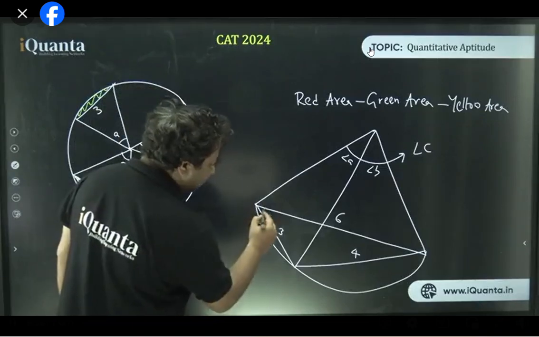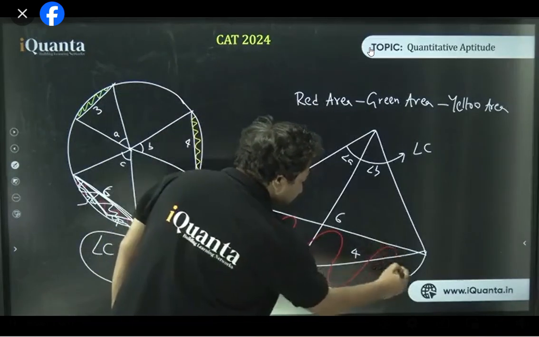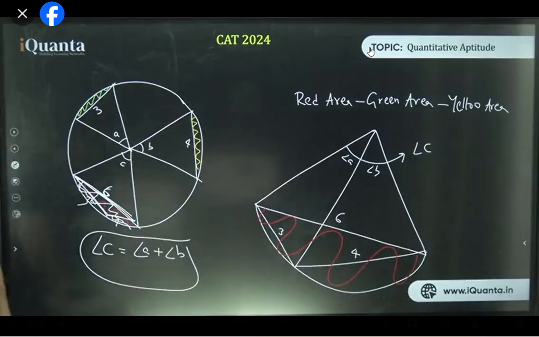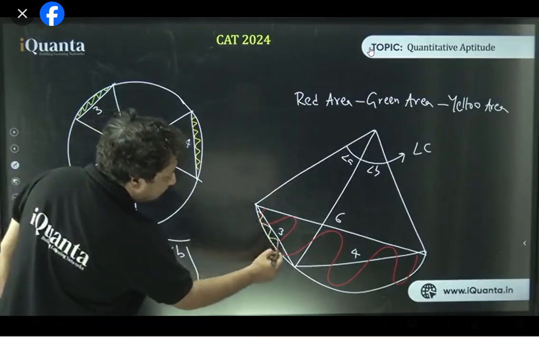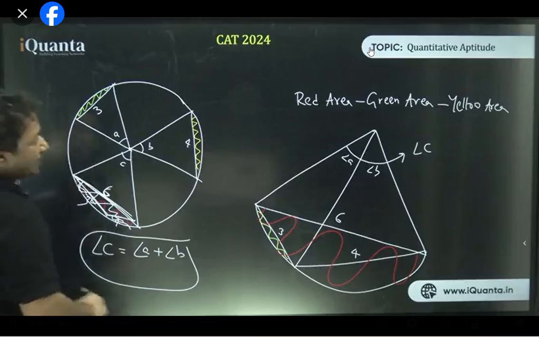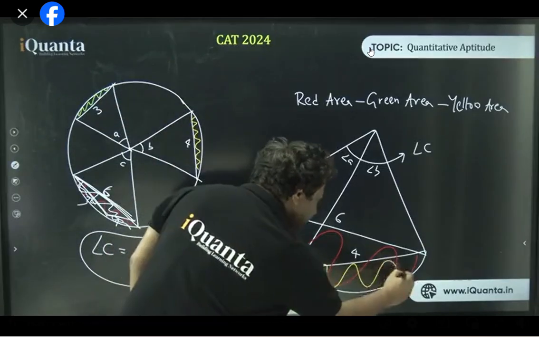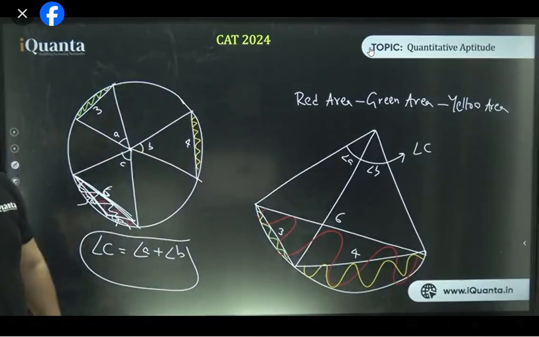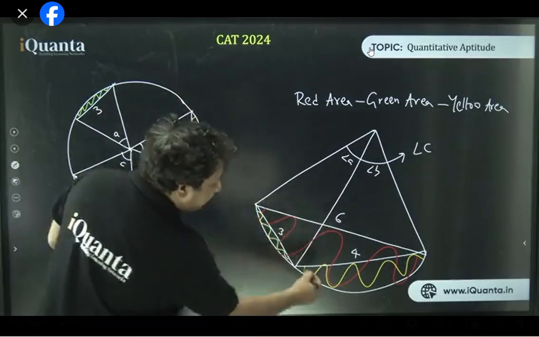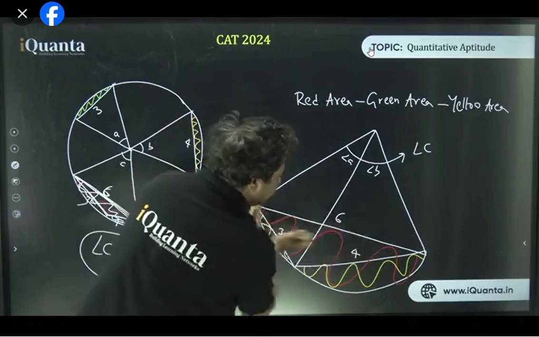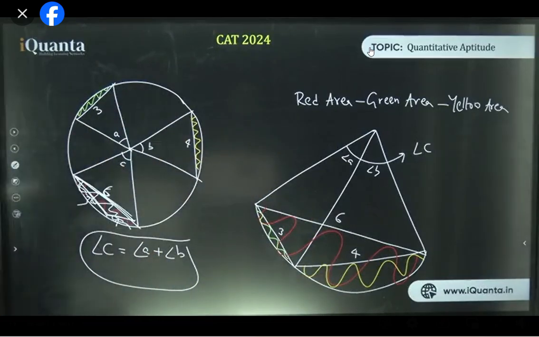Watch carefully. This hole was red. Yes or no? In the original figure, tell me. Yes, this hole was red. This hole was green. Yes or no? And this hole was yellow. Yes or no? Yes. Now look at this. Things are pretty much clear. From the red area, if I remove the green and yellow, both these parts disappear, and only this triangle remains.